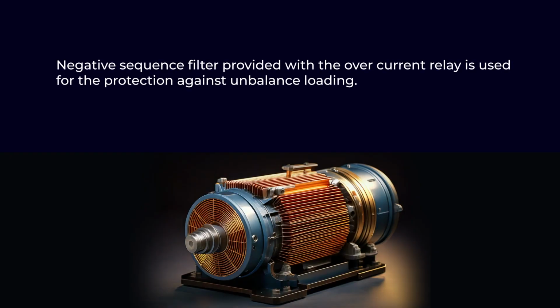Under unbalanced loading, negative sequence current arises in the rotor circuit. A negative sequence filter provided with an overcurrent relay is used for protection against unbalanced loading. So, this is all about today's class. We covered mostly all protection techniques which are used for alternator protection. Thank you all.